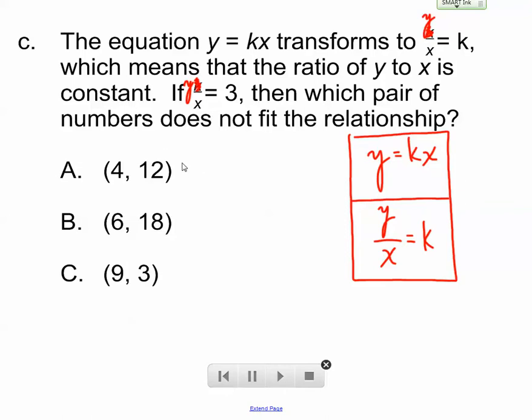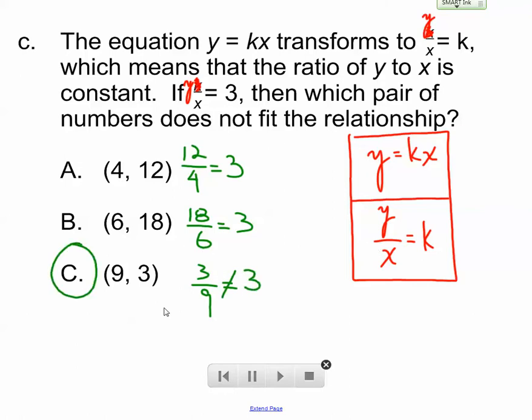Well, the y value, 12, divided by the x value, 4, should equal 3. And 12 divided by 4 does equal 3, so A does fit. What about B? Does 18 divided by 6 equal 3? Yes, it does, so that one fits just fine. We're trying to find which one does not fit the relationship. What about C? Does 3 divided by 9 equal 3? No, it does not. Now, some people might think, well, 9 divided by 3 equals 3. That's true, but the equation is not x over y equals k. It's y over x equals k. So you've got to do it in the right order. You can't just flip-flop orders.